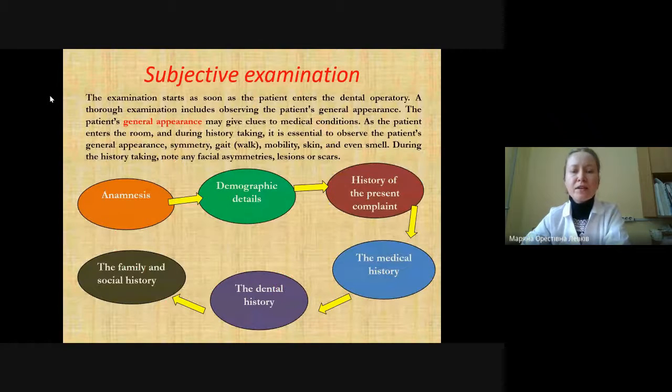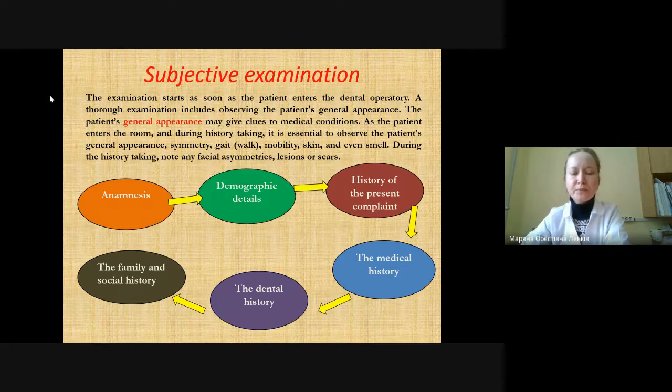The examination starts as soon as the patient enters the dental operatory. The patient's general appearance may give clues to medical conditions. As the patient enters the room and during history taking, it is essential to observe the patient's general appearance, symmetry, gait, walk, mobility, skin, and even smell. During the history taking, note any facial asymmetries, lesions, or scars.